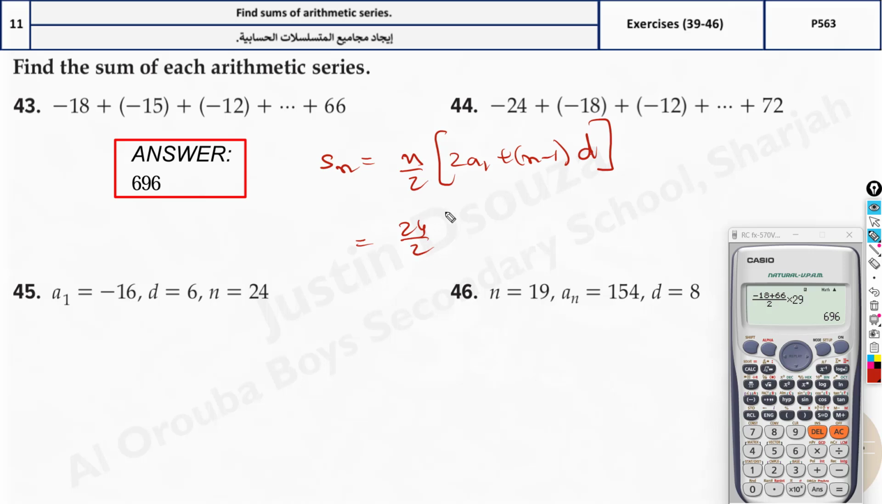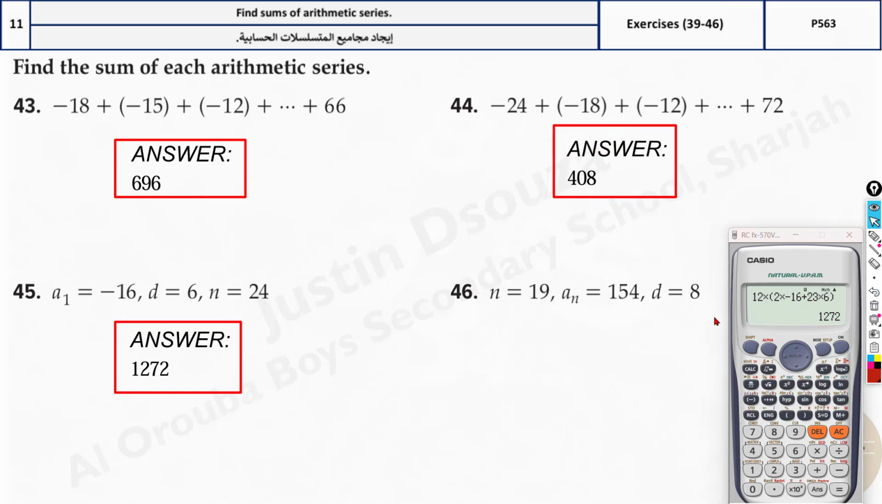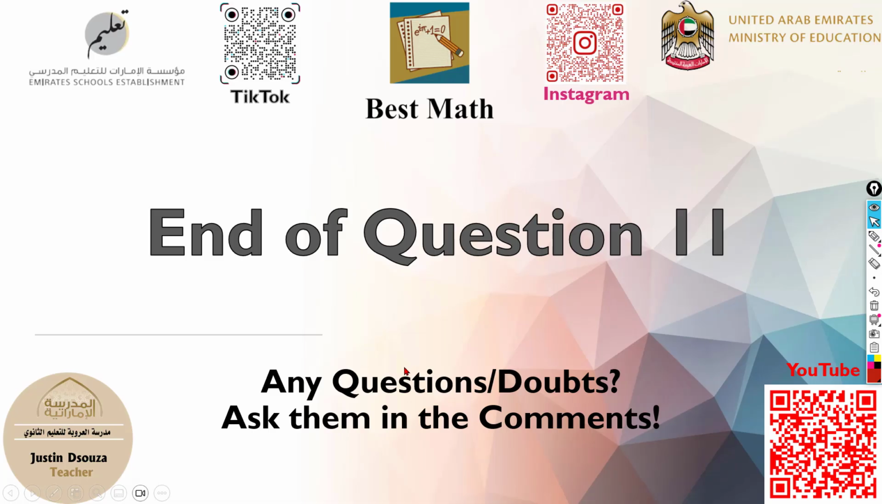Over here, it will be 24 by 2 and 2 times minus 16 plus, over here, n is again 24 minus 1 times 6. All you do is put this in the calculator and you get the answer. We'll quickly do this. 24 by 2 is 12 multiplied with 2 times minus 16. And then we have plus 24 minus 1 is 23 times 6. Close the bracket. Here the answer is 1272. And the other answers, please do find it by yourselves and then compare the answers. So this is how we can easily solve it up. And that's the end of question number 11.